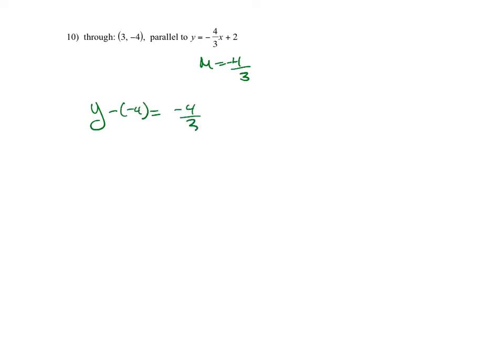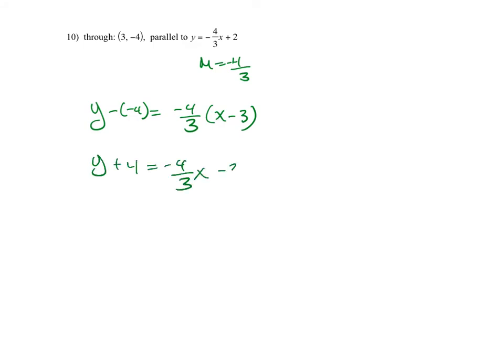So the next one, first I'm going to identify my slope. My slope here is negative 4/3. So the slope of the new line is also negative 4/3. So in this case, it's going to be y minus negative 4 equals negative 4 over 3 times x minus 3.